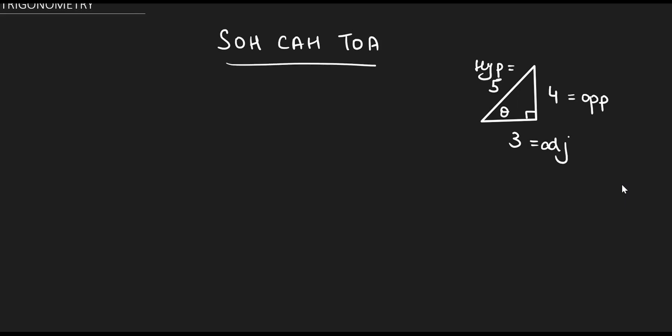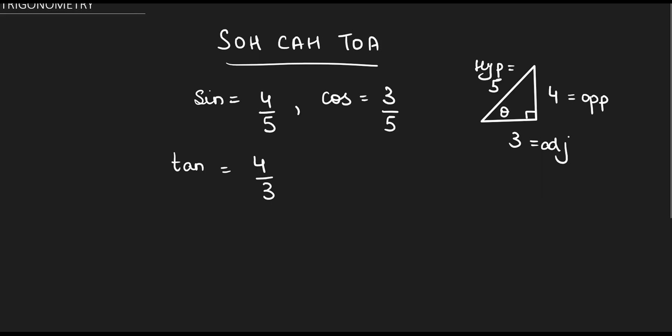So if we're talking about sine, that's always opposite over hypotenuse, so 4 over 5. Then cos, adjacent over hypotenuse, 3 over 5. And then tan, that's opposite over adjacent, that's 4 over 3. These all are on one angle, that's theta.